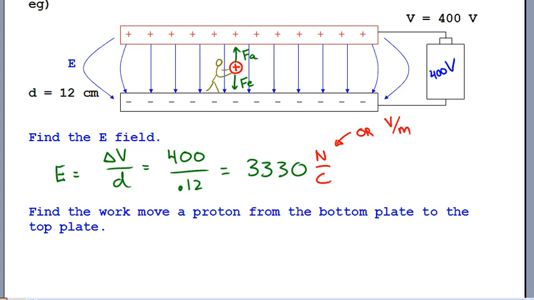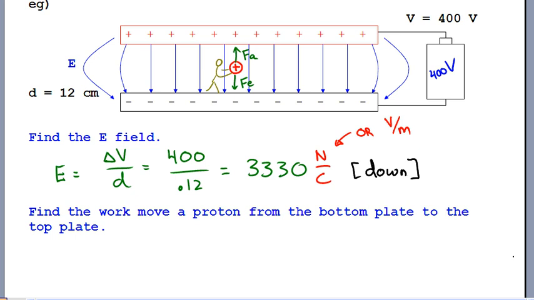The direction for that electric field, well, which way would that little positive get pushed? The plates would push that positive down. The electric force is down, so that's what I would say. There's a downward electric field.